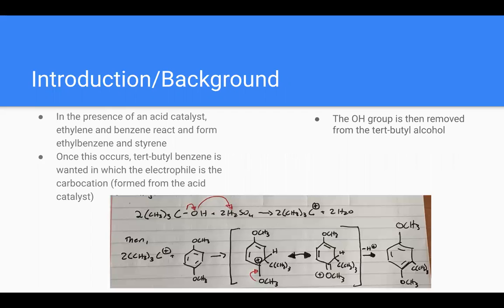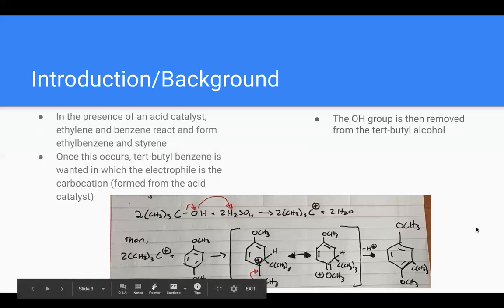In the presence of an acid catalyst, ethylene and benzene react and form ethylbenzene and styrene. Once this occurs, tert-butylbenzene is wanted, in which the electrophile is the carbocation formed from the acid catalyst. And then the OH group is removed from the tert-butyl alcohol, as seen in this photograph.